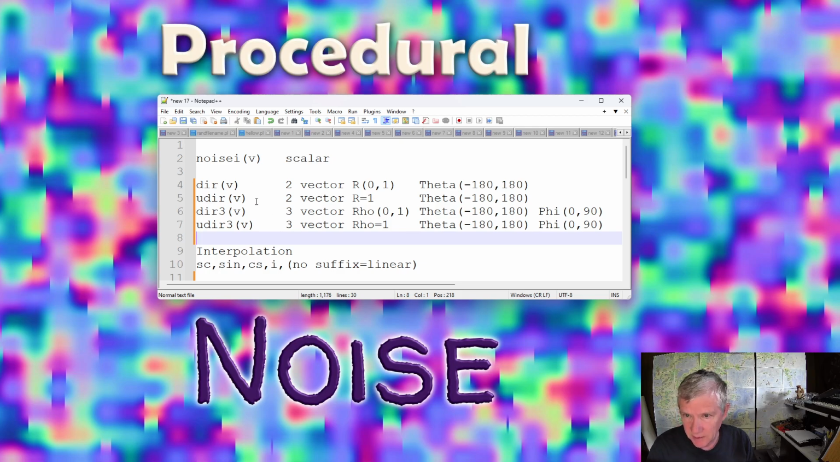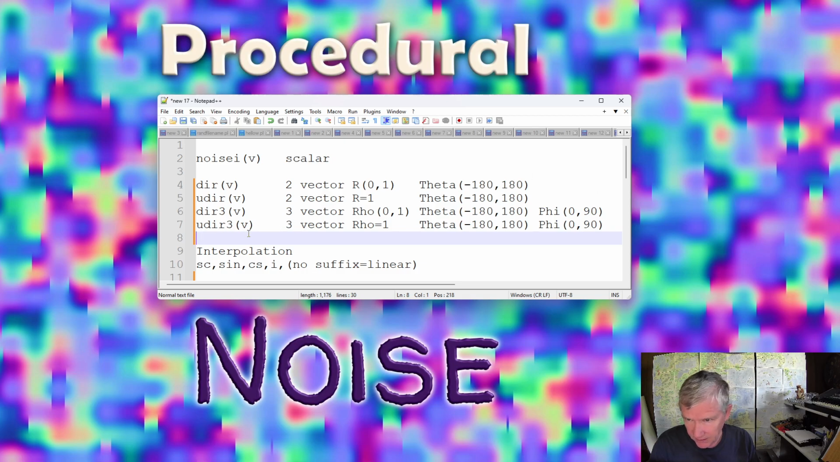The third type of noise, dir3, is a three-element vector. It has a radius that ranges from 0 to 1 with a uniform distribution. And then it has a uniform theta in the xy plane ranging between minus 180 and 180 degrees. It has a phi value that ranges from the xy plane up to the z-axis of 0 to 90. I'm not sure why they didn't go from minus 90 to 90, but they don't. So it only goes in the positive z direction. It does not rotate down to the negative z direction.